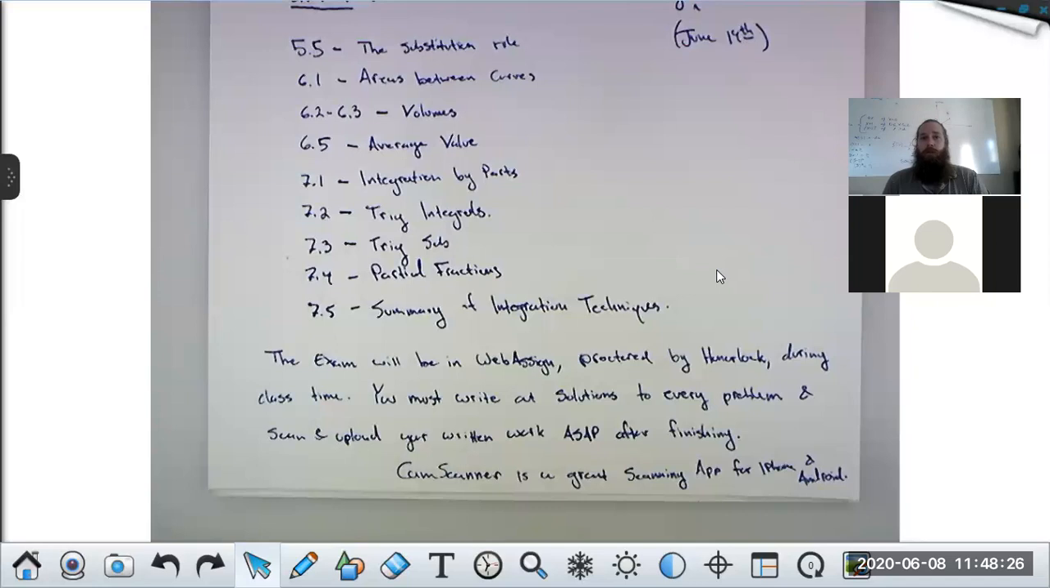They will need to be PDFs. I won't be able to accept HEIC or JPEG or PNG files. They have to be in PDF format because that allows me to annotate. So I'll be able to go in and write comments.